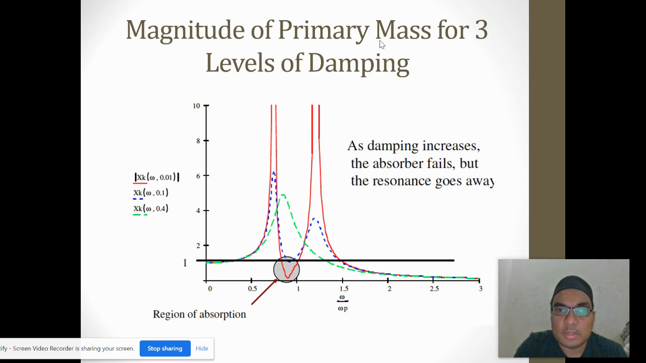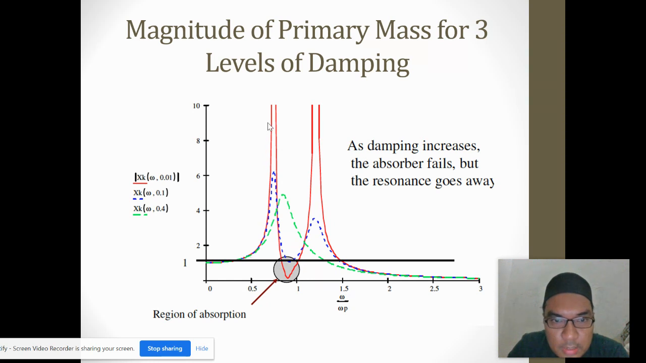Okay, what is the effect of the damping on the magnitude? We can give three conditions. The first one, the red one, is where we consider a damping ratio of 0.01, which is very small, almost zero damping. So it's still effective. When the amplitude is 1 here, it must be below 1 for the DVA to be effective. So this is basically the range.